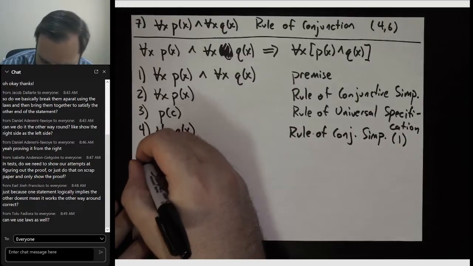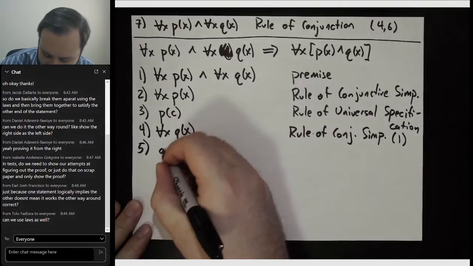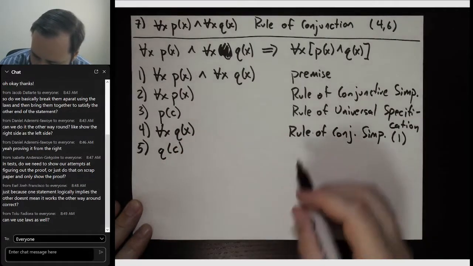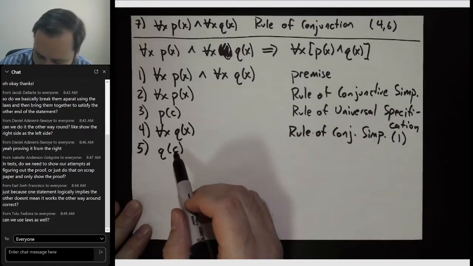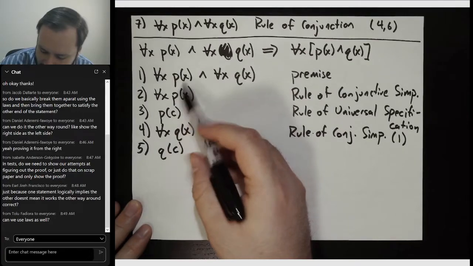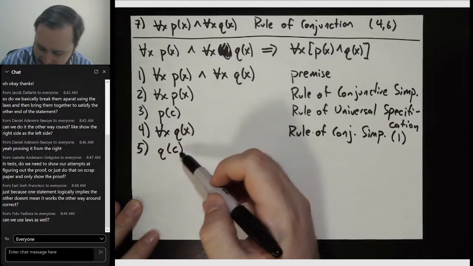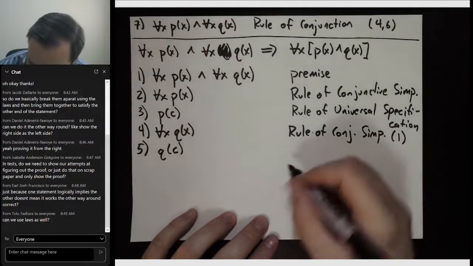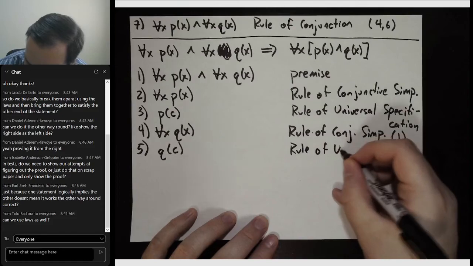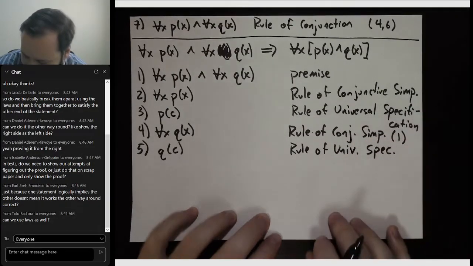And now, again, for all x, Q of x, I'm going to pick a particular x. I'm going to pick c. And importantly, it's allowed to be the same c. Right? This is true for all x. This is true for all x. So I'm allowed to pick the same c for both of them. That's fine. Rule of universal specification.